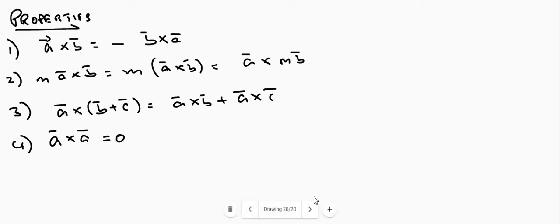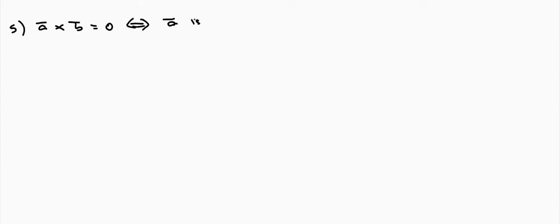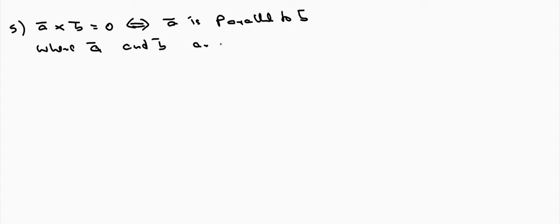Next property, number 5: A cross B equal to 0 if and only if A vector is parallel to B vector. If A dot B is equal to 0, then A vector is perpendicular to B vector. Here A cross B is equal to 0, A vector is parallel to B vector, where A vector and B vector are non-zero vectors.